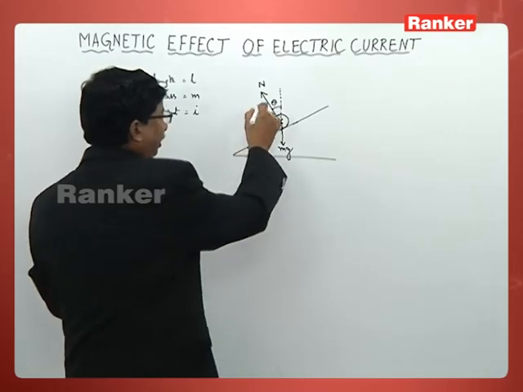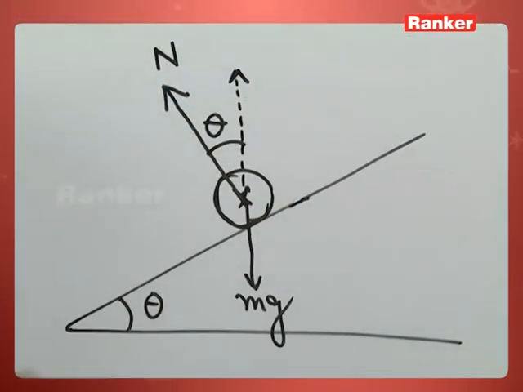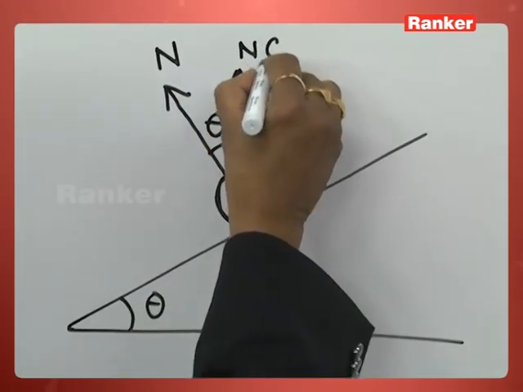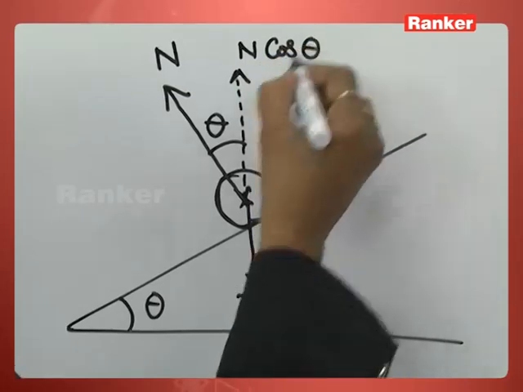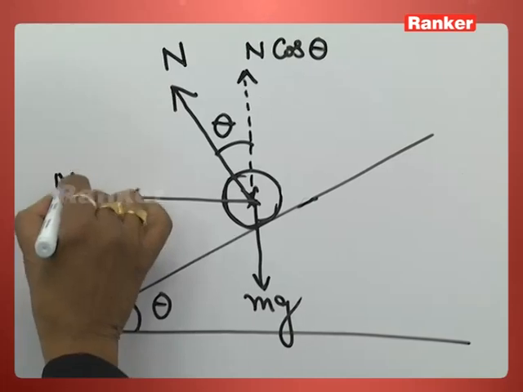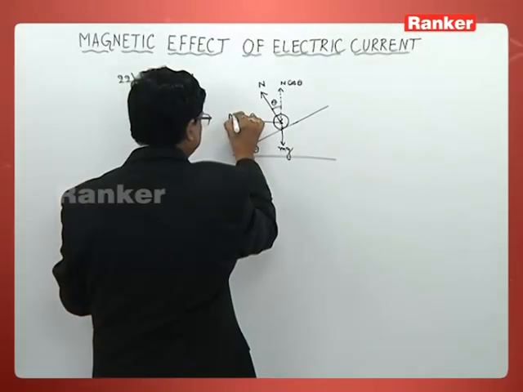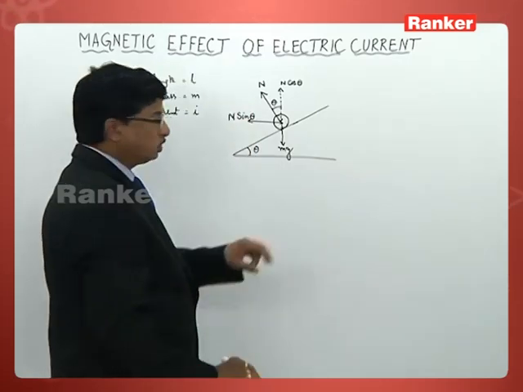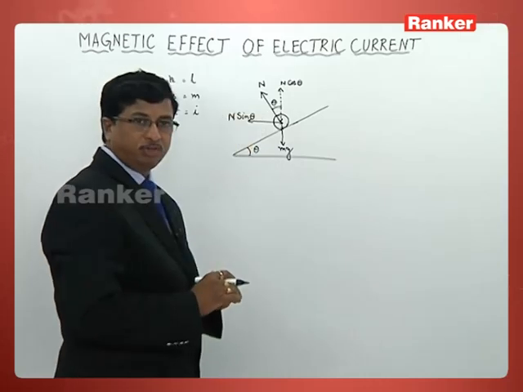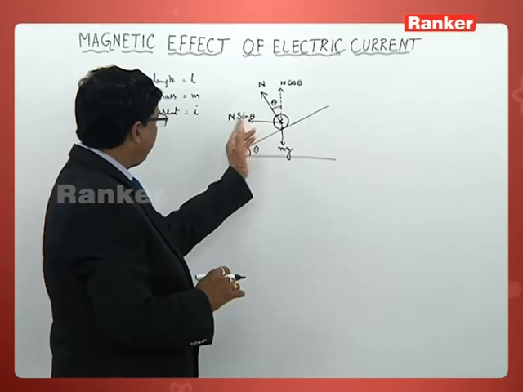Now let us write the components of this normal reaction acting on this conductor. One component along this direction will be N cos theta. The other component along this direction will be N sin theta. So N cos theta is acting against mg in this figure, and N sin theta is acting this side.